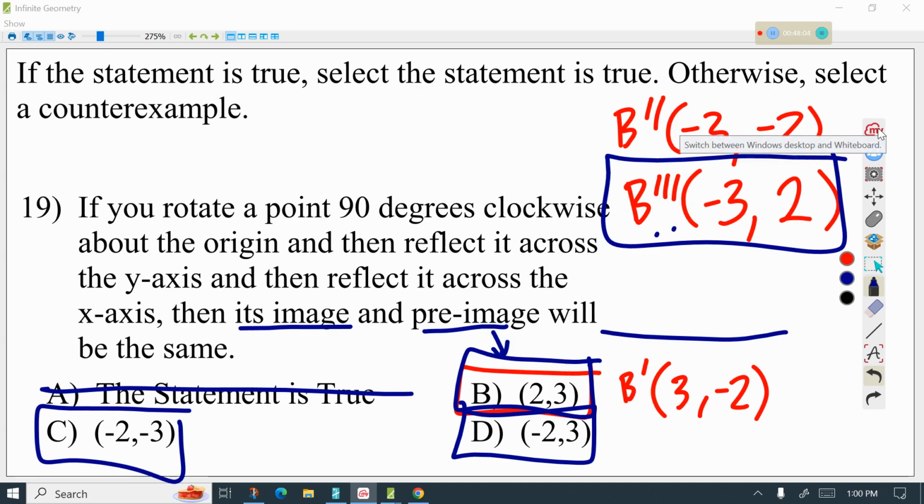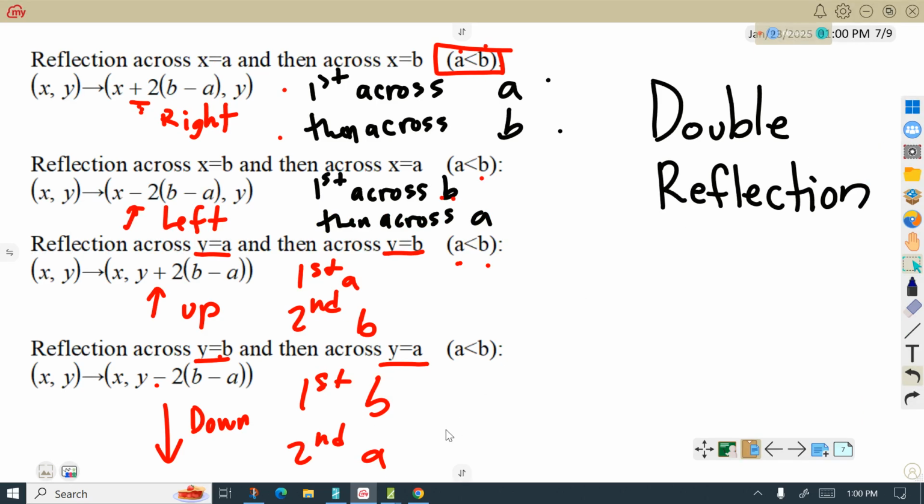So sorry about the answer key. I think I changed this question after I made it.